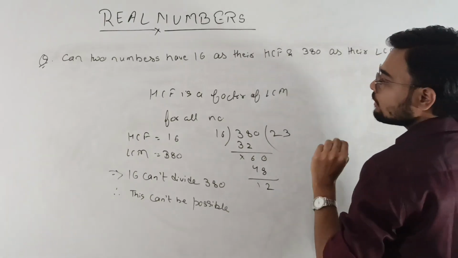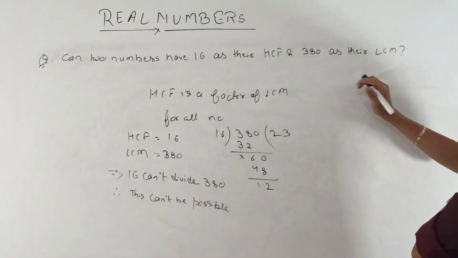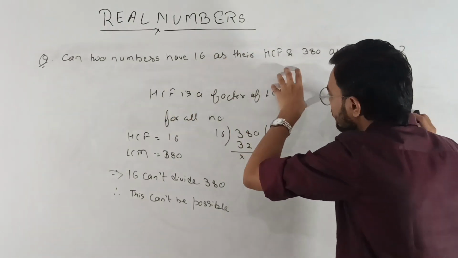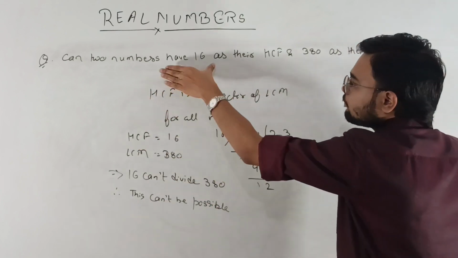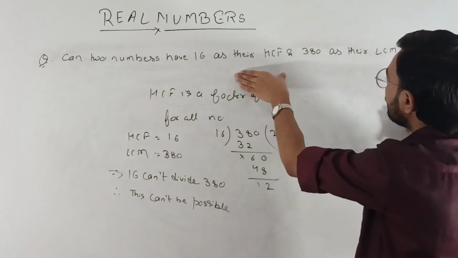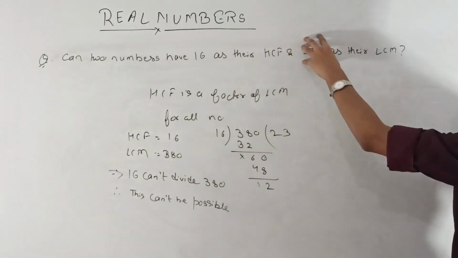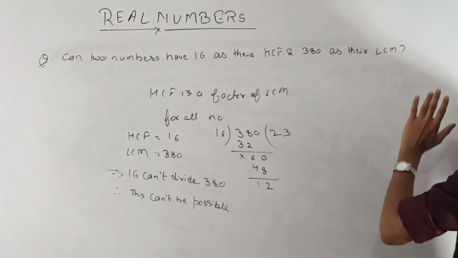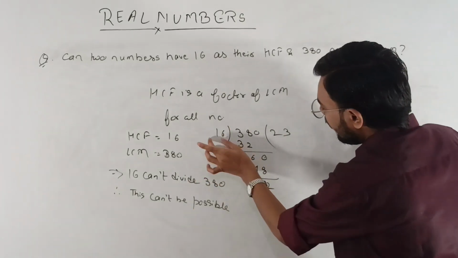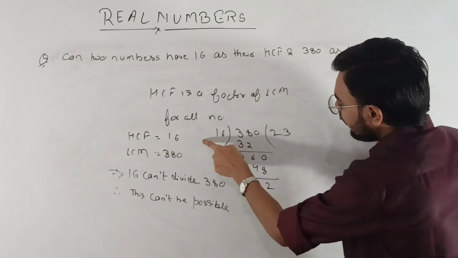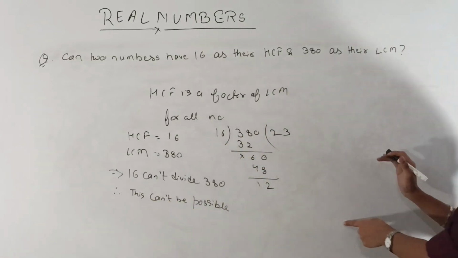Okay, so there is one concept. What is this concept? HCF is a factor of LCM, which means HCF completely divides LCM. If this is possible, then I write yes, this can be possible. These two numbers have 16 as their HCF and 380 as their LCM. If 16 does not divide 380 completely, then this cannot be possible. Now let's check it. HCF 16, LCM 380. So I divide 380 by 16. Then I see here 16 cannot divide 380 completely. That's why I write this cannot be possible.